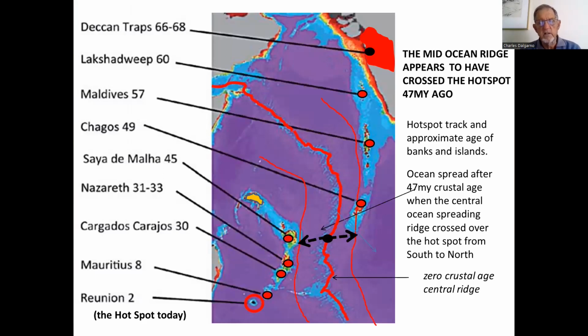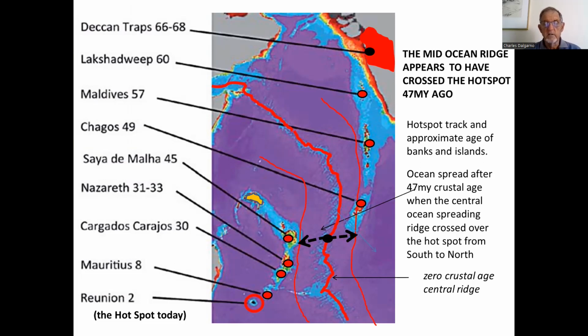Looking at the trends of these seamounts, it's clear: Deccan Traps, around 66 to 68 million years. And then as you move southward along that track of seamounts, their ages decrease till Chagos at 49 million years ago. Then there's a gap or a jump to Sao de Malha, which is due north of Reunion and separated by more recent opening of the central ridge. And that dates from about 47 million years ago.